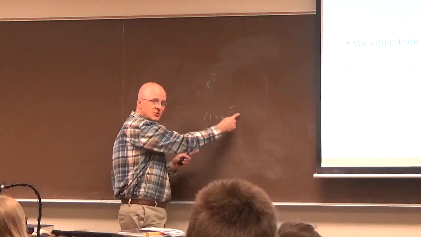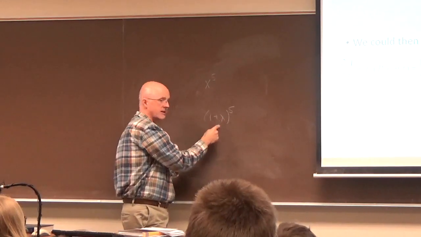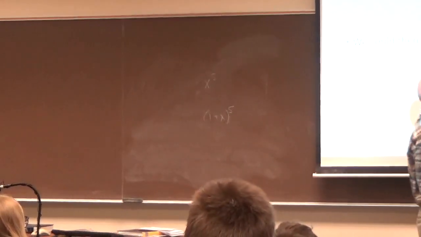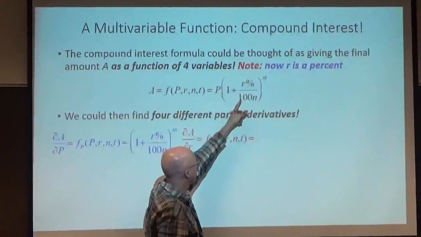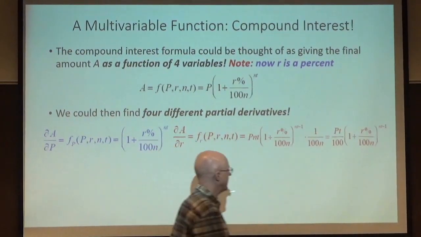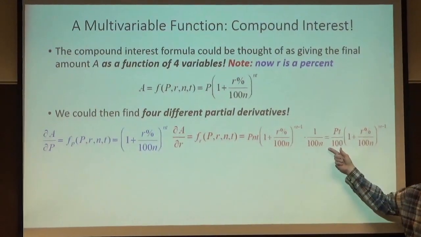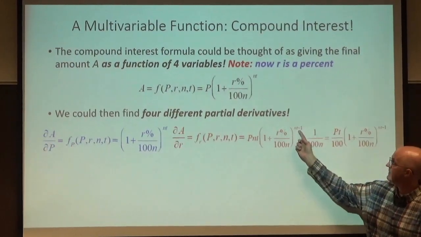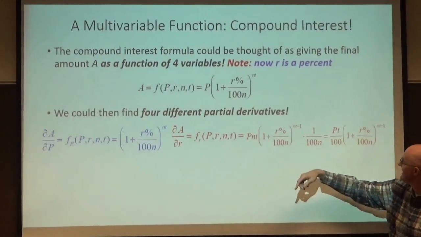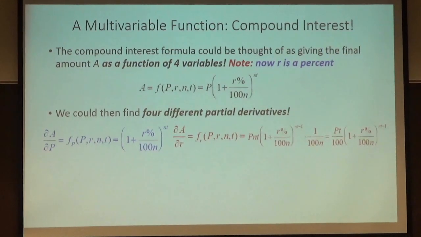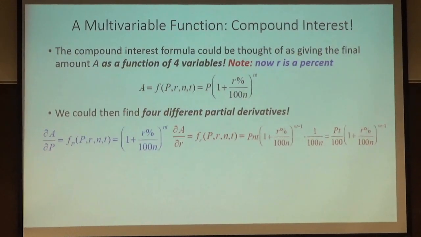Bring the 5 down in front, subtract 1 from the exponent, then multiply times the derivative of the inside, which for this function is just 1. But for this function, the derivative of the inside with respect to r is the constant multiple of r, which is 1 over 100 times n. So we get an extra factor of 1 over 100 times n. That's the chain rule. Notice I subtracted 1 from the exponent, and I kept the p there this time. I didn't make a mistake. This would be the answer. Think of it as a function of r, if you like. That's the derivative with respect to r.